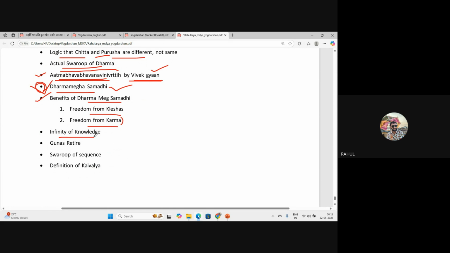After that, infinity of knowledge. How the gunas retire, it means from the ekagrata state. The gunas concept is applied there. In ekagrata, sattvic guna is dominating. How does it end when the yogi is following paravairagya and enters the niruddha state? Niruddha means no guna, the gunatit state. How is it possible? That is mentioned here. After that, the Swarup of the sequence. And last, the major one, because of which the chapter name is Kaivalya Pada: the major definition of Kaivalya. What is liberation? What is Kaivalya? So this is the quick introduction of the Kaivalya Pada.